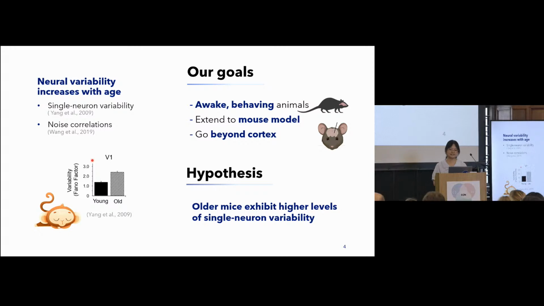Our hypothesis is that older mice exhibit higher levels of single neural variability. This is our first hypothesis. It's also the basis of the whole project. If we can test this hypothesis, then we can really look into this kind of change induced by aging and link it to behavior.